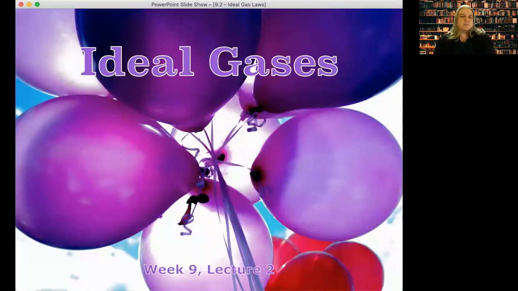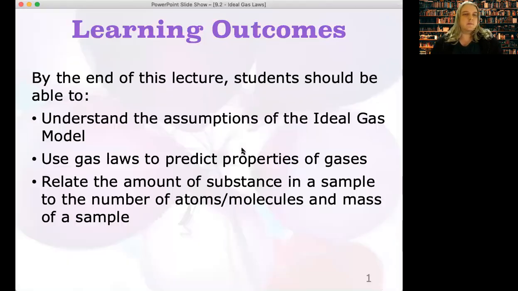Ideal gases. Goals for this lecture are to understand the assumptions of the ideal gas model. Remember, that's a common thing in physics, that we take a model where we make certain assumptions just to make our analysis a bit easier, but we do have to keep that in mind, because if we don't meet any of those assumptions when we start to look at a real scenario, we have to say, hold on, what's that going to do to our model? How's it going to affect it?